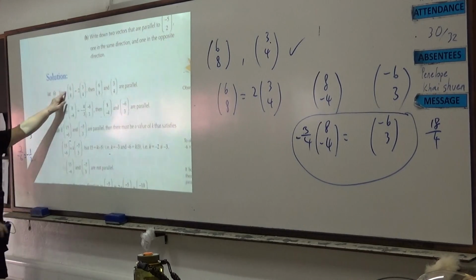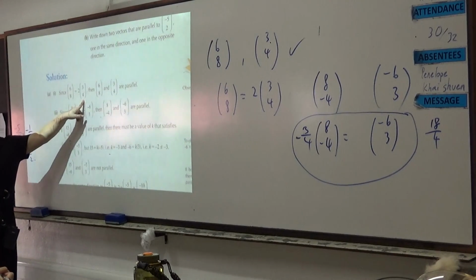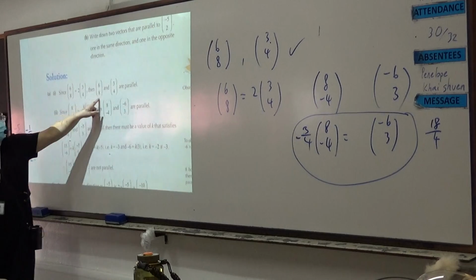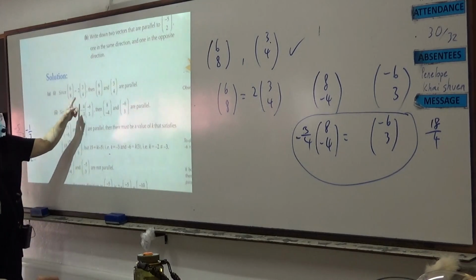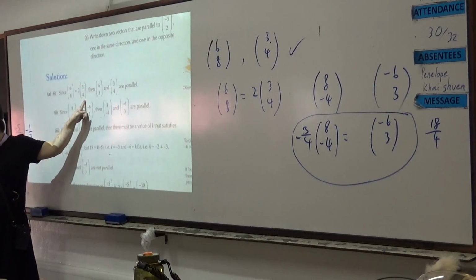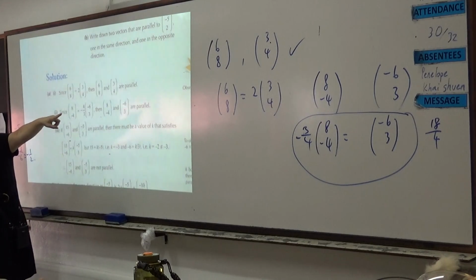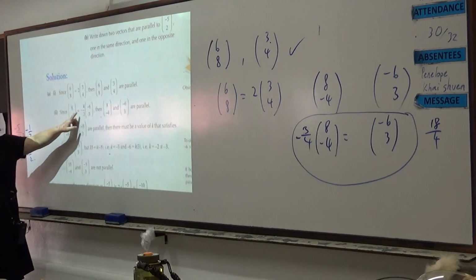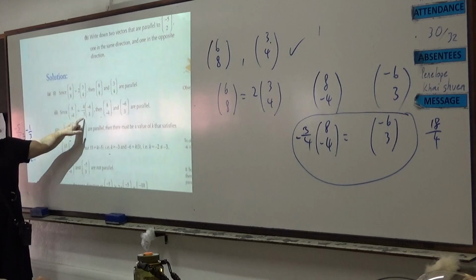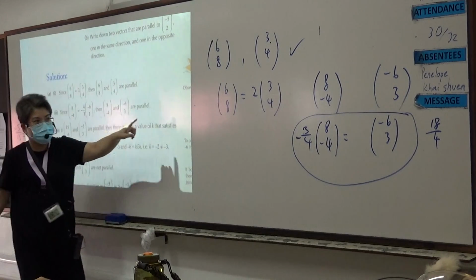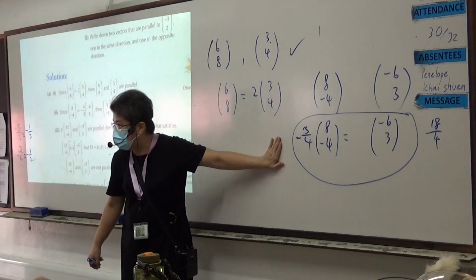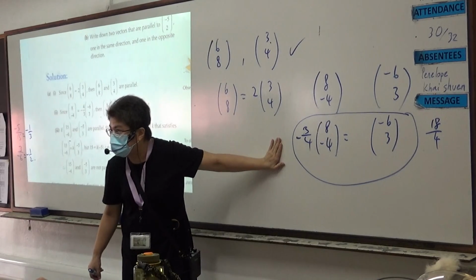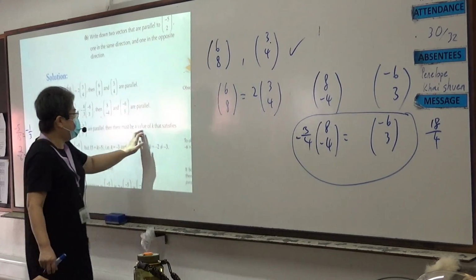since 6, 8 is 2 times 3, 4, they are parallel, right? Because this is a scalar multiple. Can you see? I worked it out there already. Now this one, look. You can put negative 4 over 3. If I don't want, I can also put the negative 3 over 4 here. It's also a scalar multiple. Can you see or not? So they are parallel.